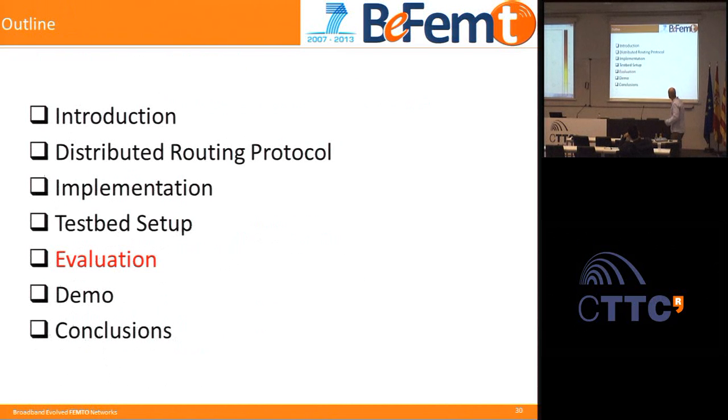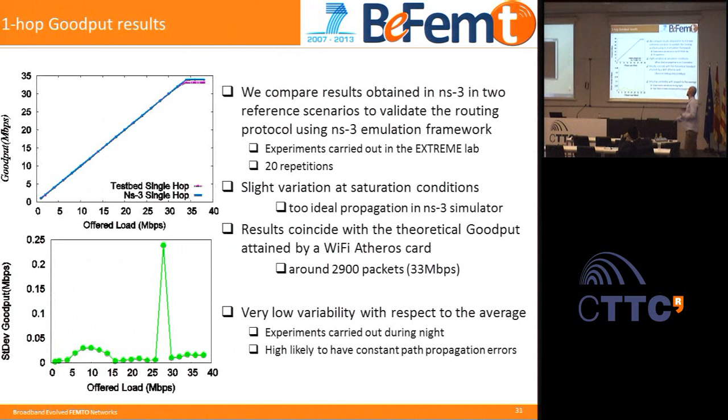Let's start with some reference scenarios that we tested to validate the implementation of the routing protocol. We made a very simple setup on a single hop topology, and we compare the results with those attained by NS3. This graph represents the throughput that we can attain at one single hop with two home NetBs connected.